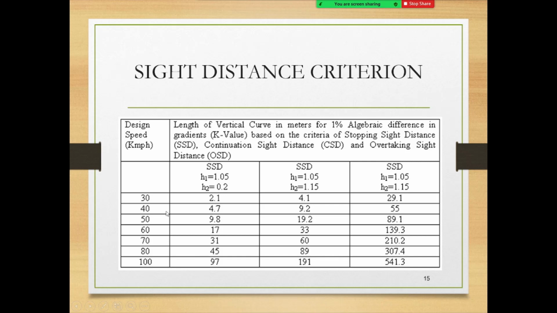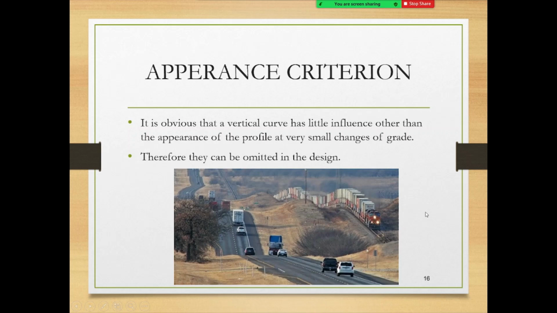If it is 50 kmph, now you know, you can't say if, definitely you have to provide stopping sight distance. So your K should be, in each and every parabolic curve, each and every vertical curve, K should be greater than 9.8. And if you are going to provide continuous sight distance based on your budget, K should be greater than 90.2. And if you are going to provide overtaking sight distance in some locations, your K value should be greater than 89.1, right?